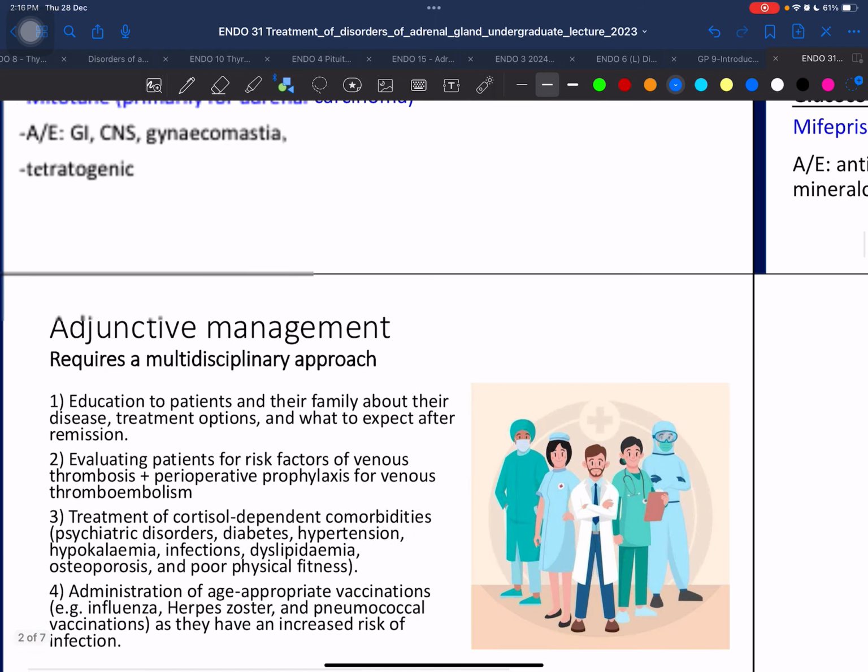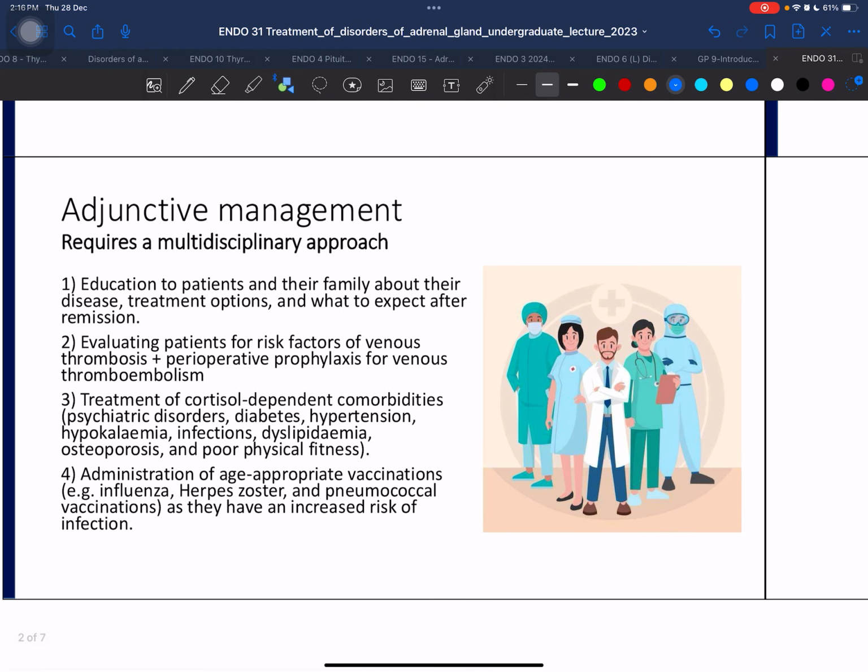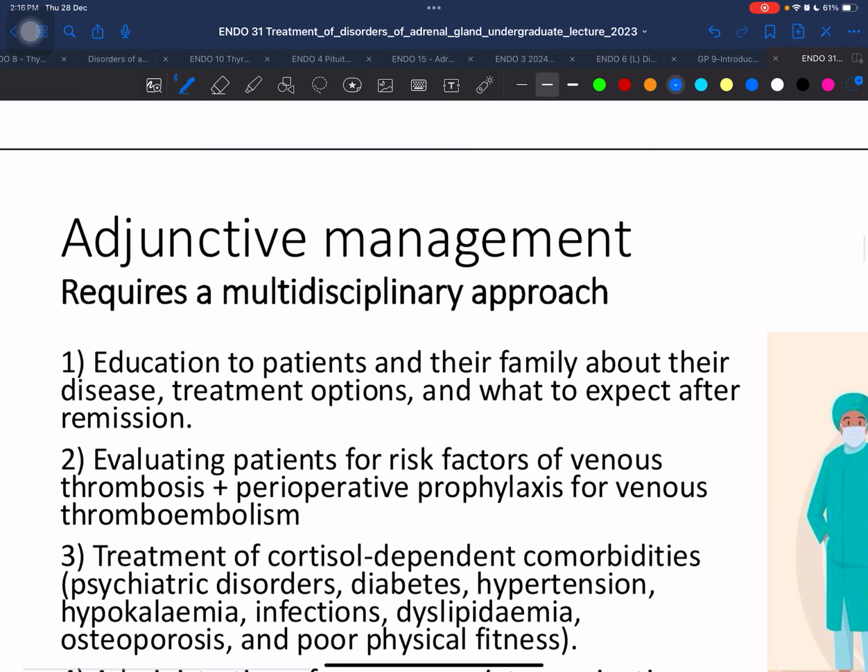Adjunctive management. This is very important. A lot of the endocrinological management is a multidisciplinary approach. It involves the nursing team, the pharmacy team. You need to have the endocrinologist, the surgeons, the anesthesiologist. Okay, multidisciplinary approach. First of all, education to patients and their family about their disease, treatment options, and what to expect.